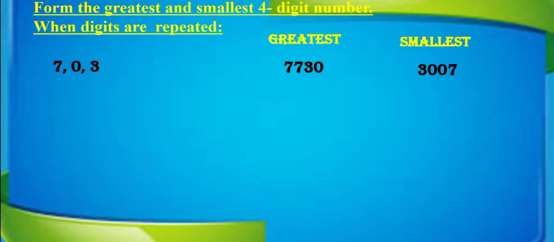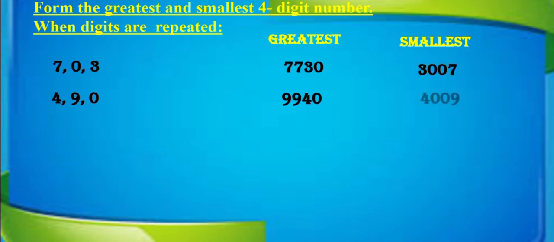Okay, let us see more examples. 490. What will be the greatest number? Which digit do you have to repeat here? For finding the greatest number, 9 you have to repeat. So 9940. What will be the smallest number? 0 you have to repeat twice, but you should not take 0 as the first digit, isn't it? You have to take 0 as the second and third digit.